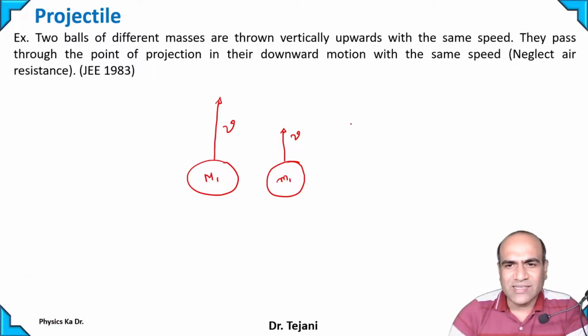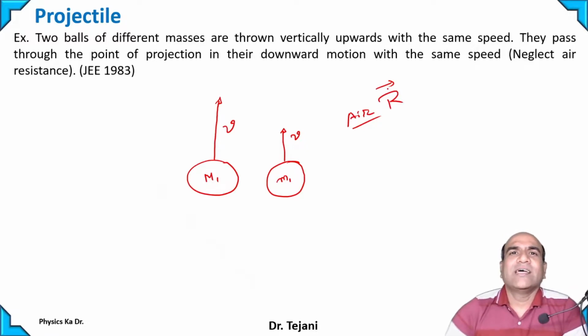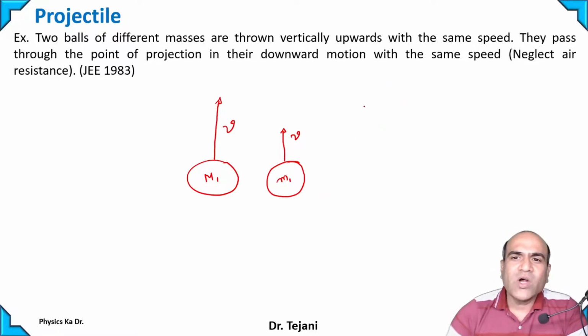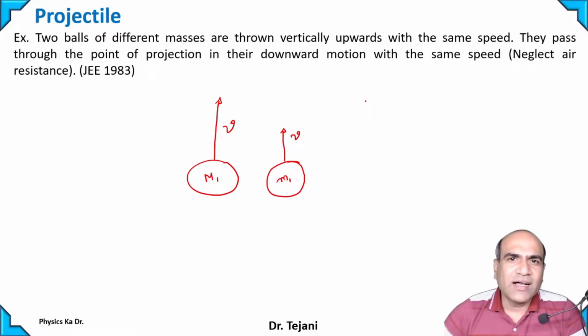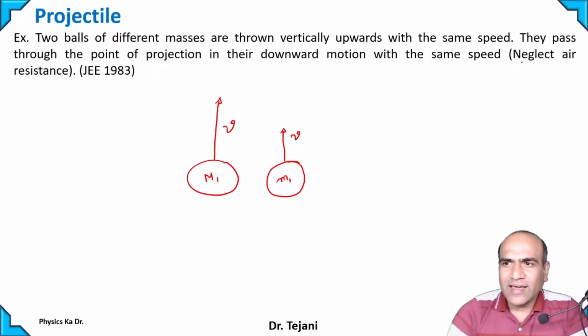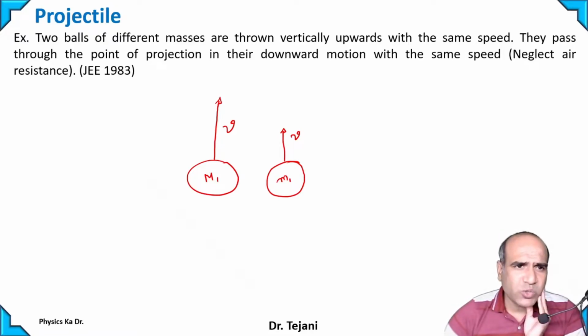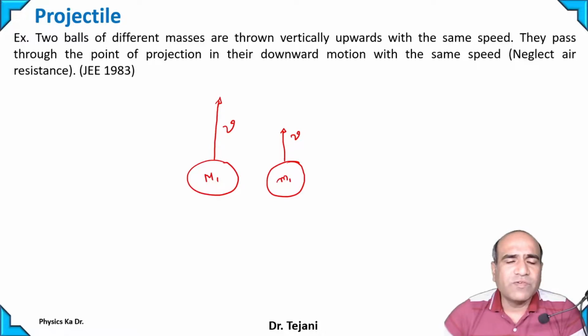But this air resistance is very small, and in most cases it can be neglected. So we are not confusing ourselves here with a complex air resistance theory. Majorly we can neglect air resistance, as it does not have a major effect on the final result. So tell me, is this statement true or not? Two balls of different masses are thrown vertically upward with the same speed.